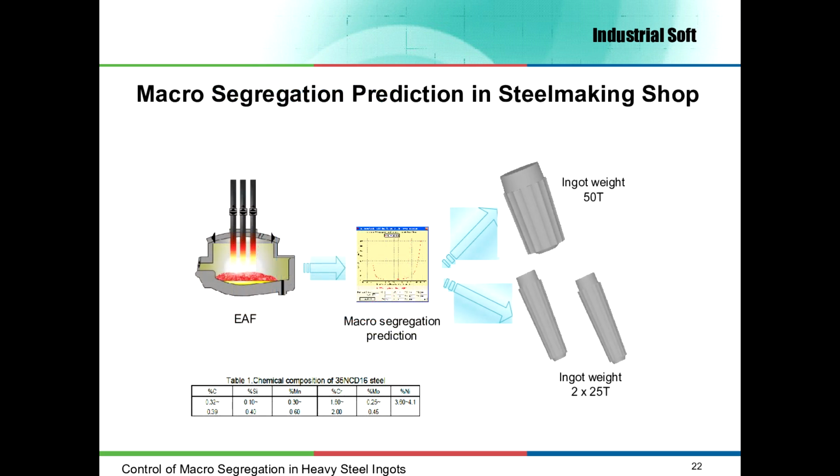The following example demonstrates how to use the macro segregation prediction in the steel making shop. Steel making process is sometimes unpredictable and there may be situations when we cannot control the content of carbon, silicon, sulfur or phosphorus. Using macro segregation prediction, we find out that in the programmed ingot there will be segregation at an unacceptable level. In this situation, we have two options to avoid the segregation: either increase the molybdenum content or simply change the destination of the steel by using a smaller ingot.